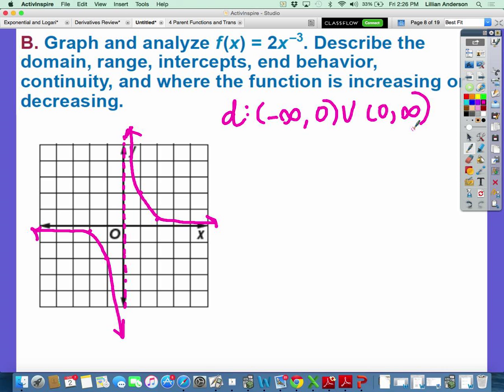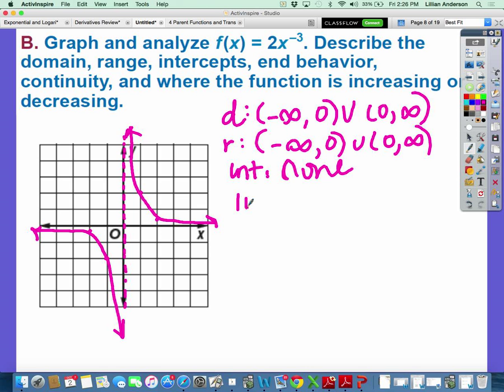Yes, range. Let me see. Brooklyn, give me the range. Careful. To 0, and then. Very good. Intercepts. Do I have any? No, just like last time. So I still have those asymptotes there.